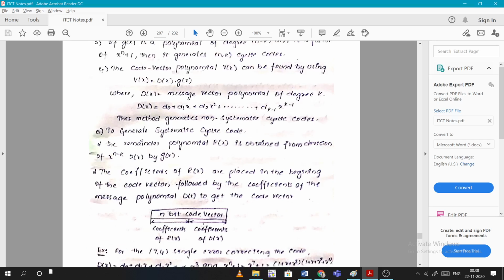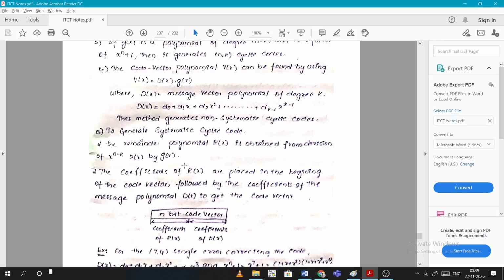If you want to generate a systematic code, then the procedure is: we first multiply d of x by x power n minus k. Then we get a resulting polynomial that should be divided by g of x. When you divide, there will be a remainder, r of x. That remainder polynomial should be converted into bits. Basically, the coefficients of r of x should be added in front of the coefficients of d of x. Then we will get a systematic code.